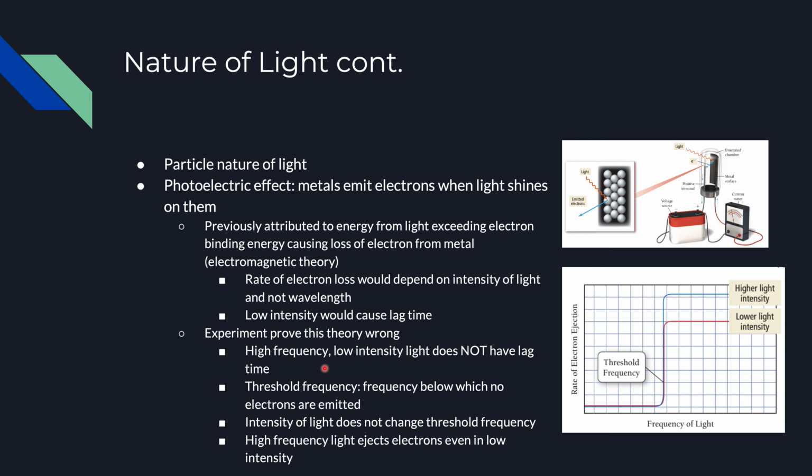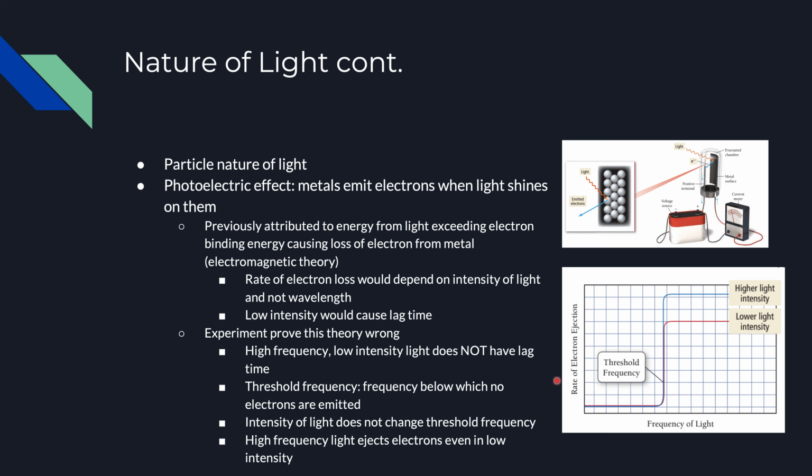However, an experiment proved this theory wrong, as it showed that high frequency, low intensity light does not have lag time, showing that low intensity light is not the thing that causes the lag time of the electron loss, or rather is directly related to electron loss from metal.